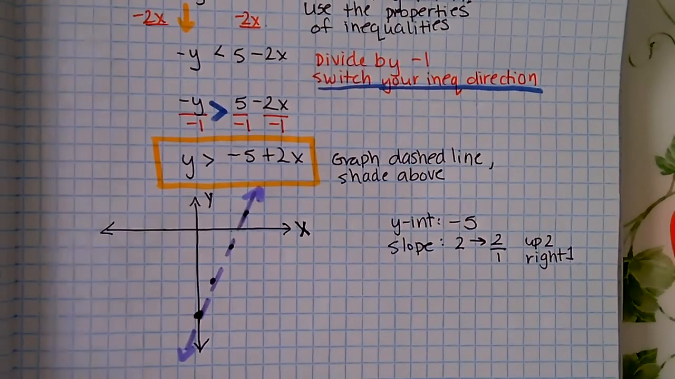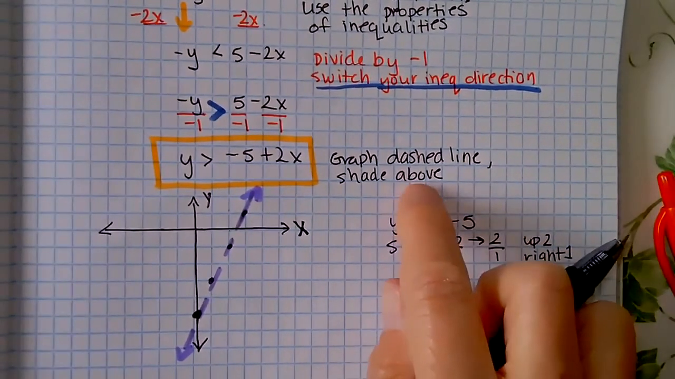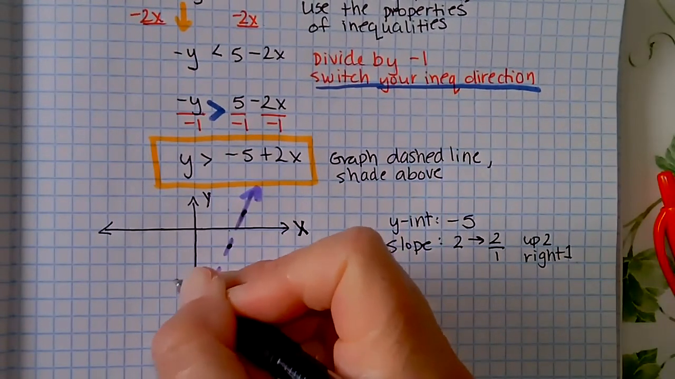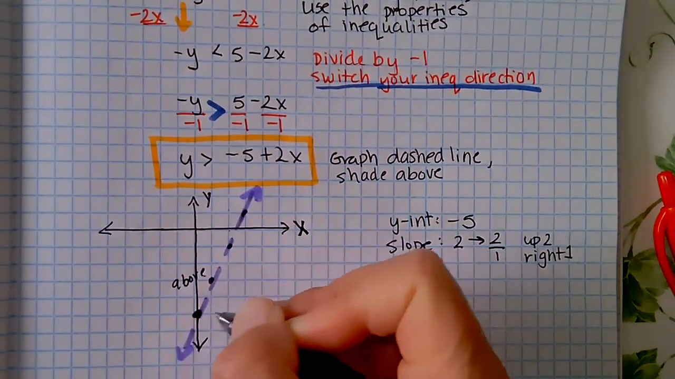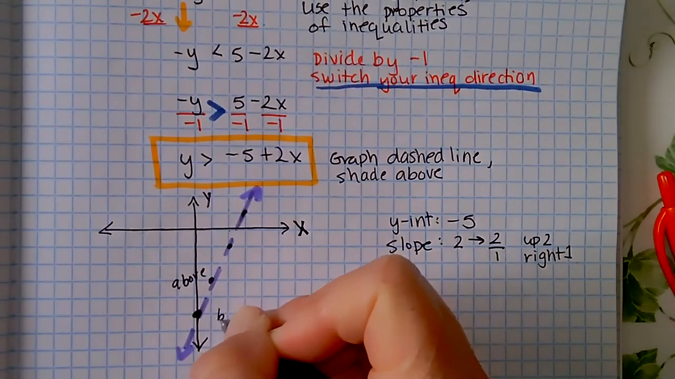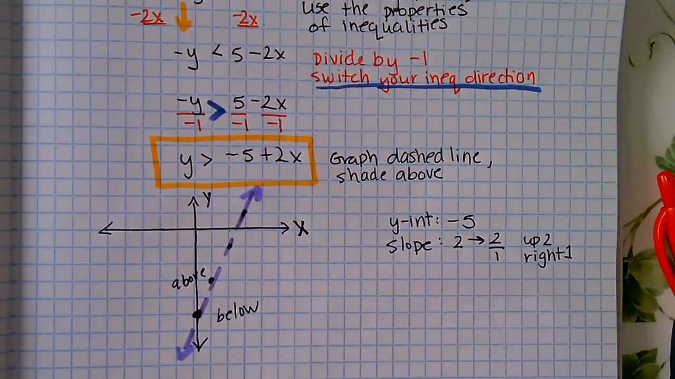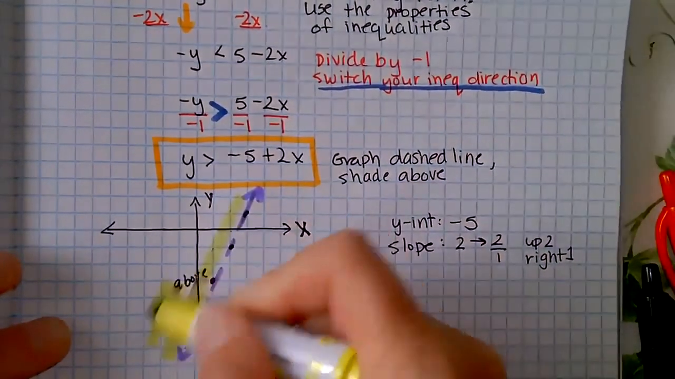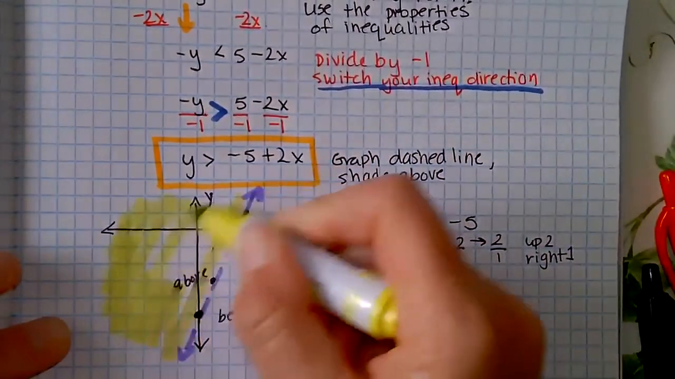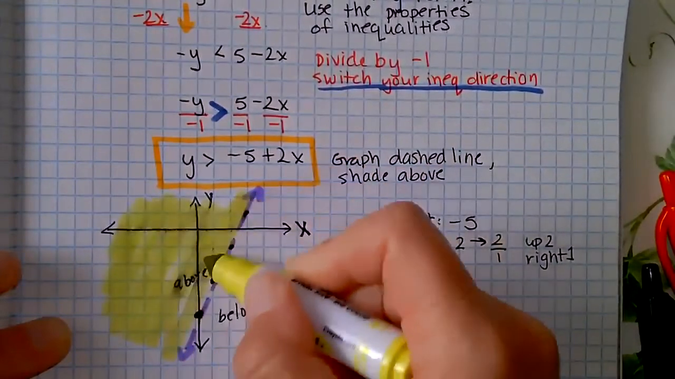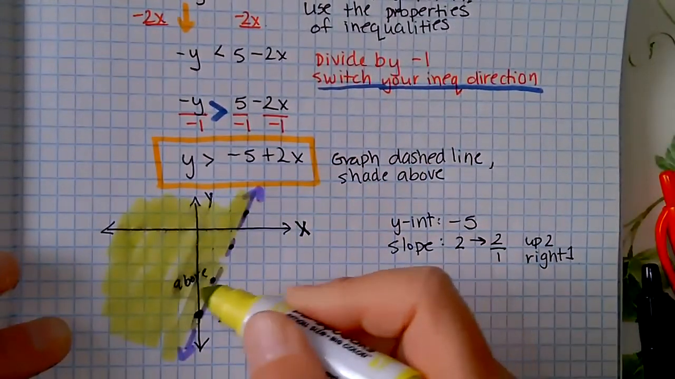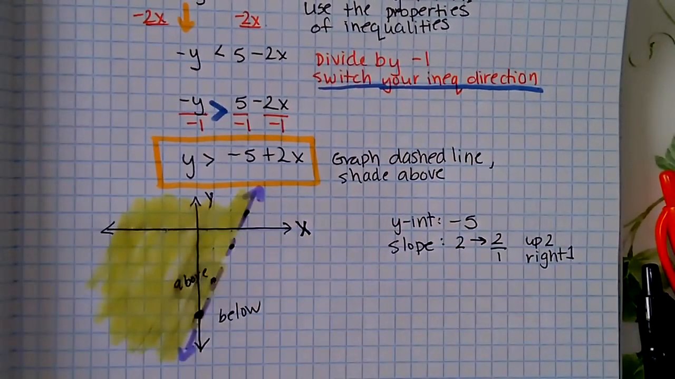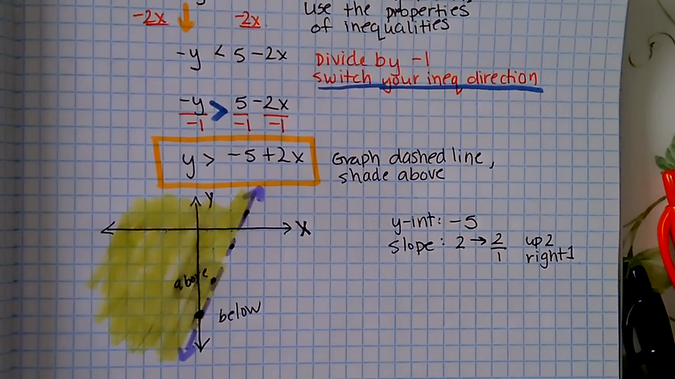So now I'm going to decide where to shade. We said we're going to shade above. Again, I come here. If I go up, this is above. And if I went down, this would be below. Okay, so we want to shade above. So I'm going to be shading everything here. And that's going to be our graph. Now remember, the graphs are your answer. So you want to make sure you are shading. Okay, you're not going to be giving me a number answer or anything like that.